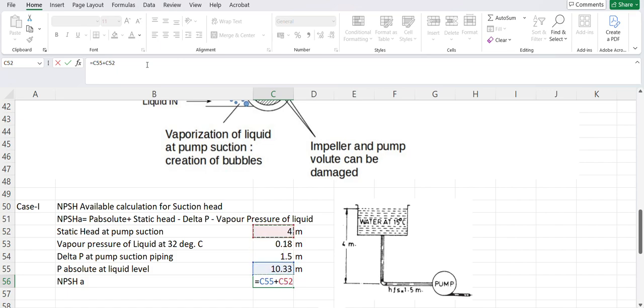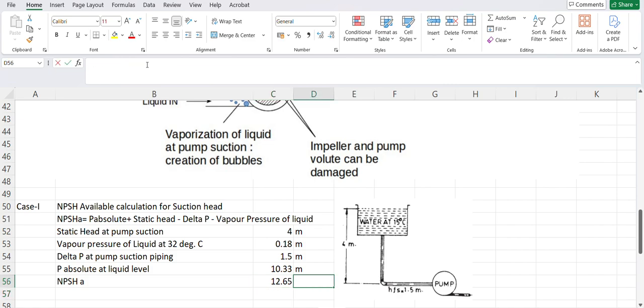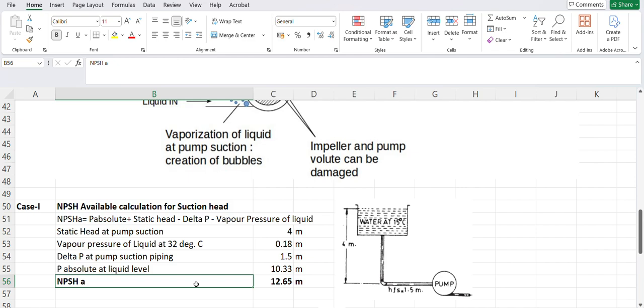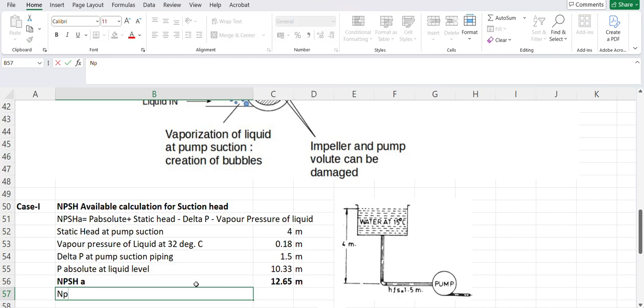Okay, minus vapor pressure, minus delta P due to fittings. For this particular example, our calculated NPSH available is 12.65 meter.